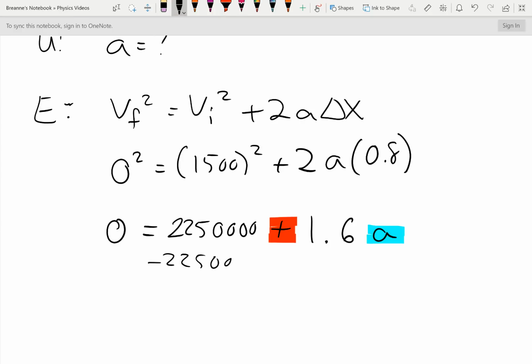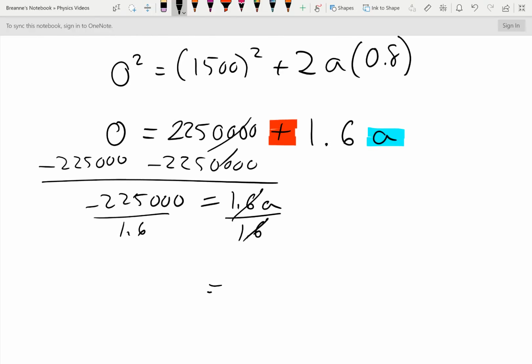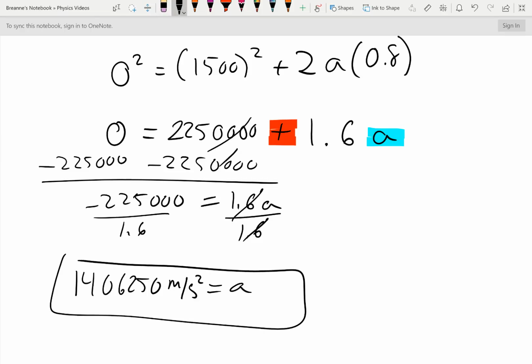So I have to bring this over here. What we do to one side, we got to do to the other. And that equals that. We want a by itself, so you go ahead and divide. You plug that into your handy-dandy calculator. And you get this number here. And that's your acceleration.